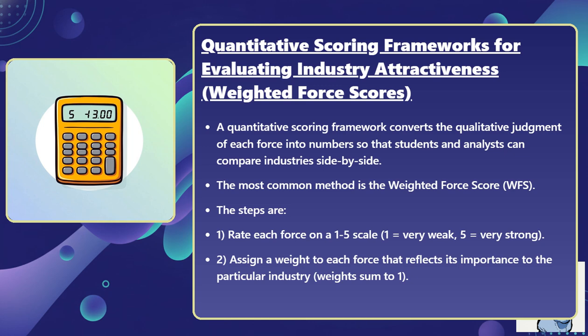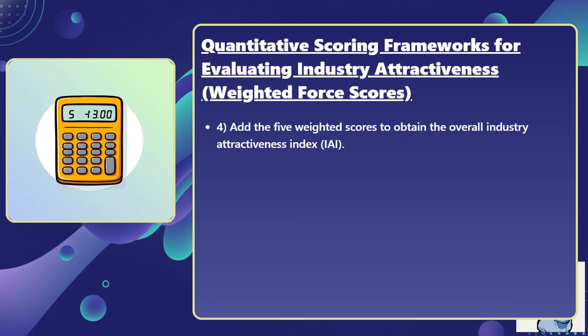Assign a weight to each force that reflects its importance to the particular industry, weights sum to 1. Multiply the rating by its weight to get a weighted score. Add the 5 weighted scores to obtain the overall industry attractiveness index. Mathematically, I equals sigma of rating_i times weight_i for i equals 1 to 5.